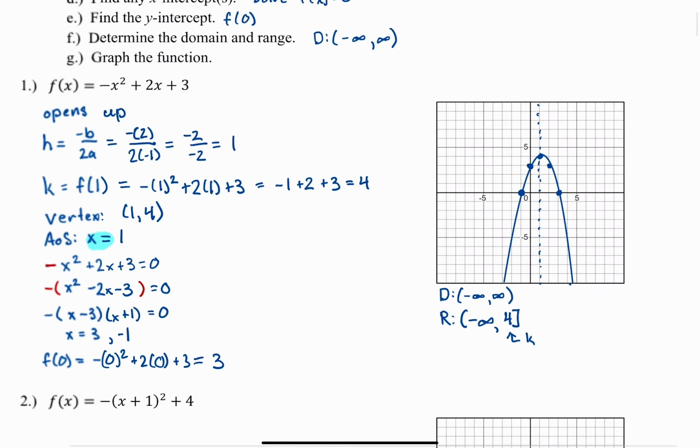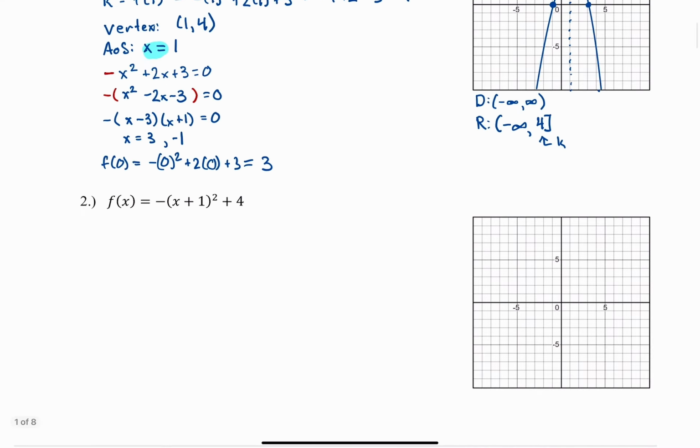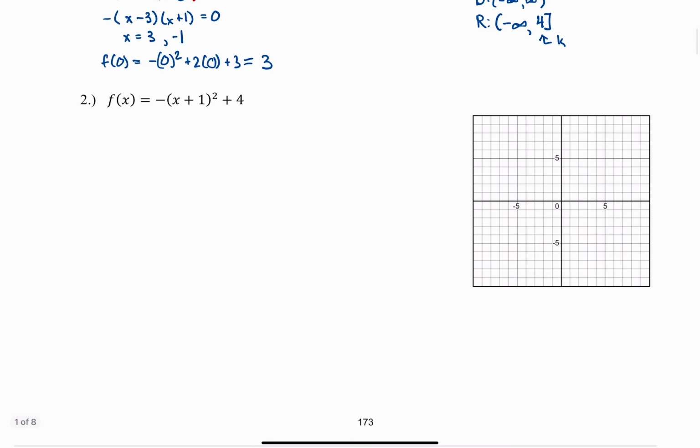All right, so in the case of number 1, it was given to us in the expanded form. And number 2, we don't need that formula for the vertex because we can just use transformations. So we'll go through everything again. This in front is going to be a negative. So again, the parabola will open down.